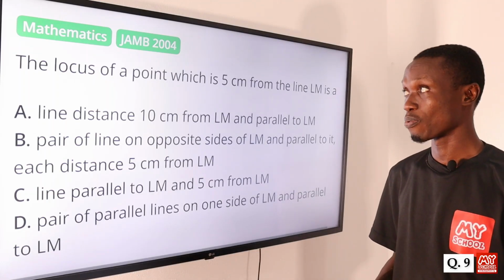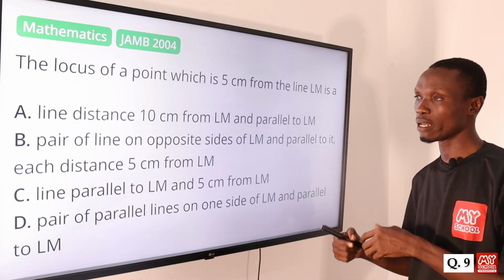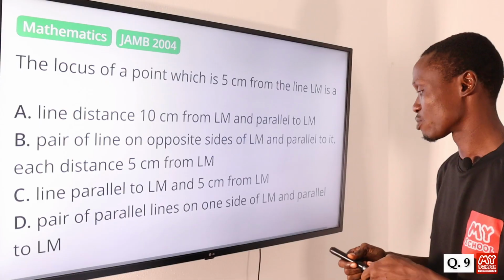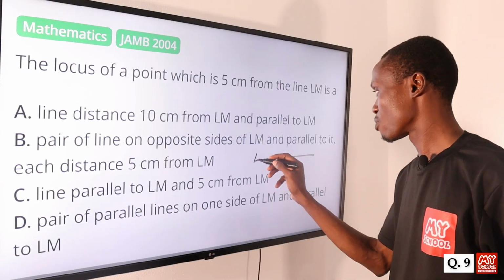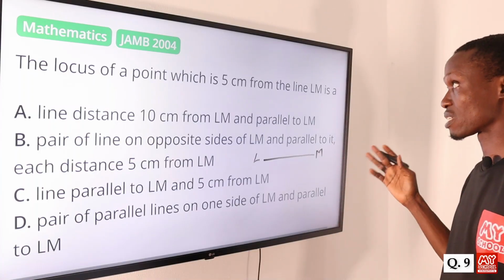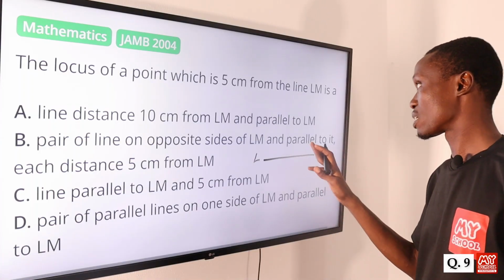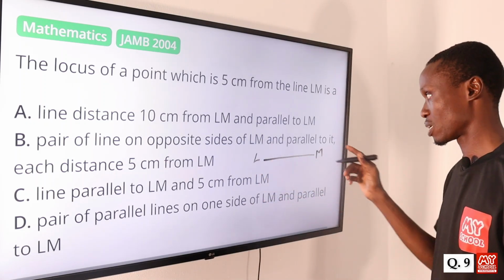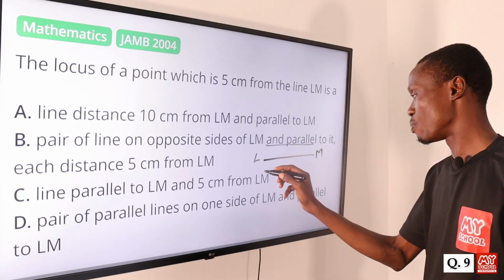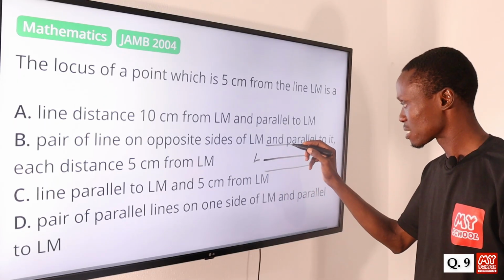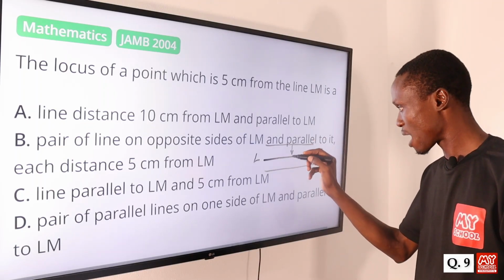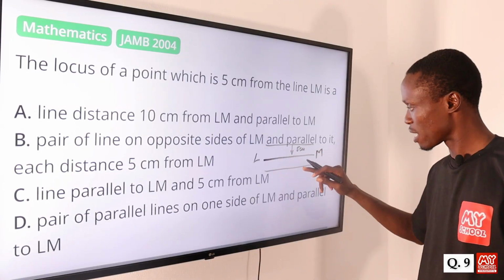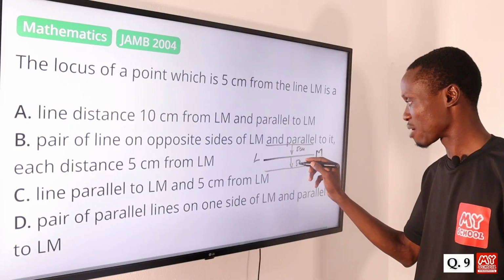Question 9. The locus of a point which is 5 centimeters from the line LM is... So the locus of a point which is 5 centimeters from the line LM consists of points which maintain this distance from the line. So let's assume that we have a line LM. We are looking for the locus of points that are 5 centimeters from the line. The locus will consist of two parallel lines. One will be here and another one will be here, and the distance between this new line and LM should be 5 centimeters, and the distance between LM and this other line here should also be 5 centimeters.